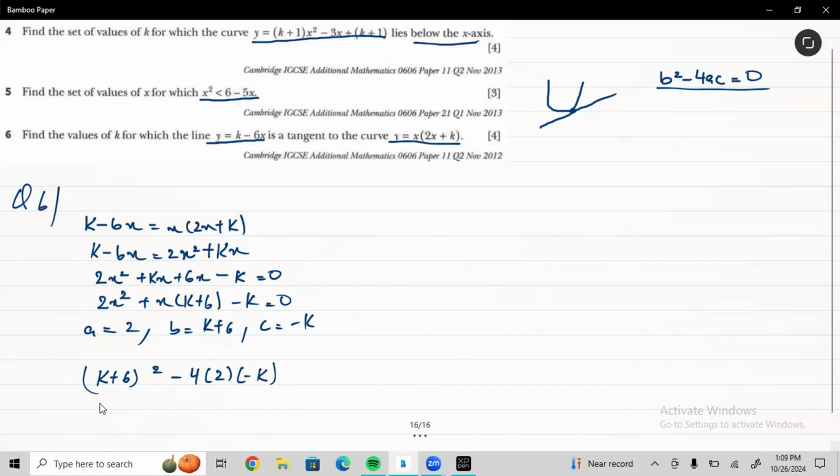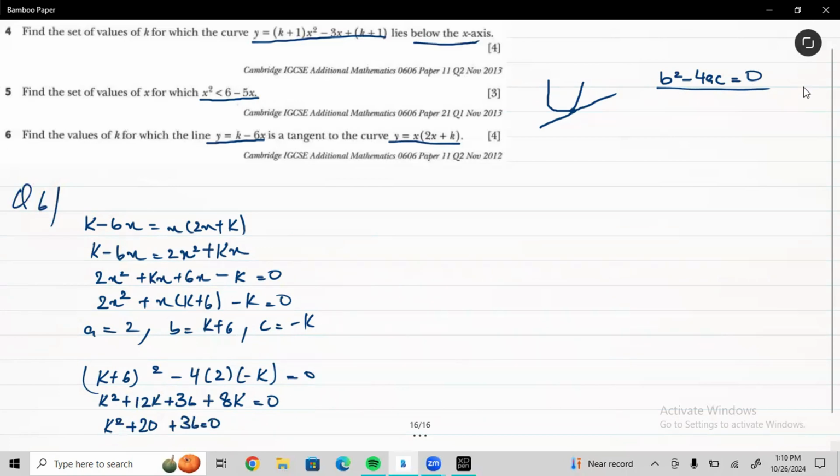Simplify this: a squared, k squared, plus 2 multiplied by k multiplied by 6 is 12k, plus b squared, which is 6 6s are 36, minus 4 times 2 times negative k, which is going to become positive 8k, is equals to 0 because there's only one intersection point. So k squared plus 20k plus 36 is equals to 0.